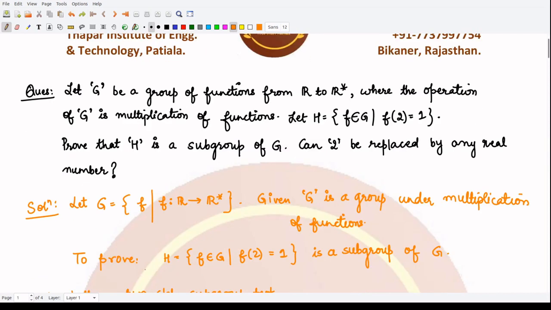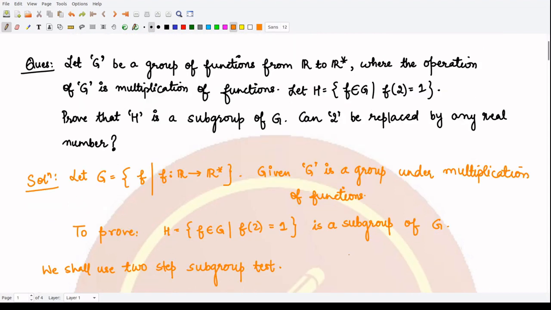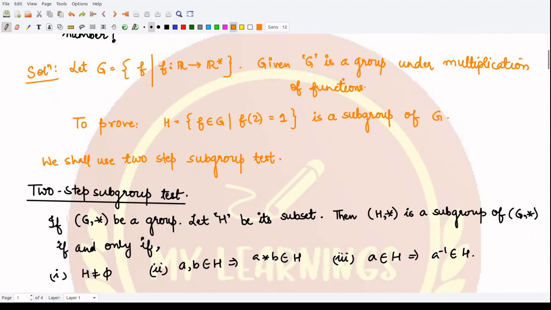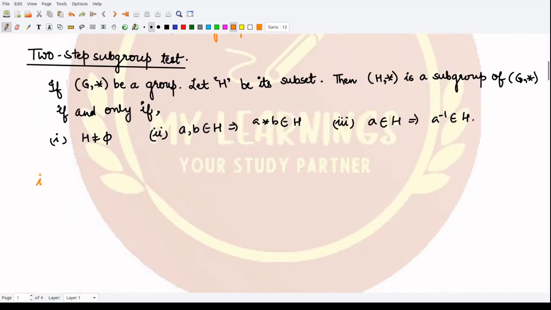So here, in order to prove that H is a subgroup of G, I am going to use the two-step subgroup test. The test is like this: if G is a group under the operation of function multiplication and H is some subset of it, then H forms a subgroup of G if and only if it is non-empty, whenever a and b are contained in H then a star b is also contained in H, and whenever a is contained in H, its inverse is also present in H. So let's start with the first step.